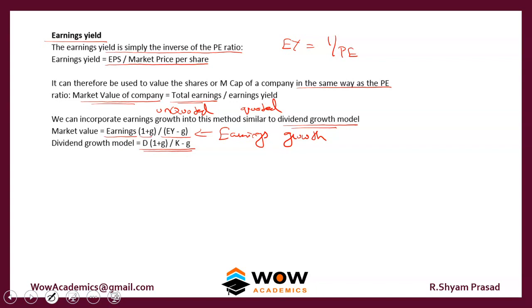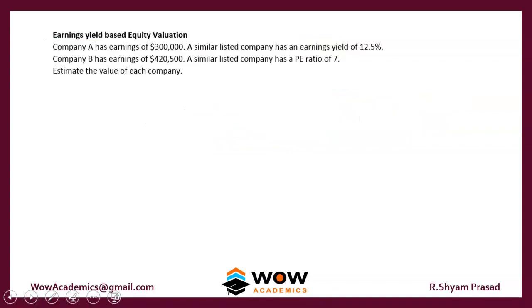It's not something very new or a new formula. It's the same formula. So we just add the growth. For example, you have the total earnings divided by earnings yield. So that will give you the value of a company. So you just add 1 plus G here and you deduct the G here. So you'll get the value of the company, including the growth. Okay. So it's not a new formula. It's the same existing formula. So we'll go to the problem.